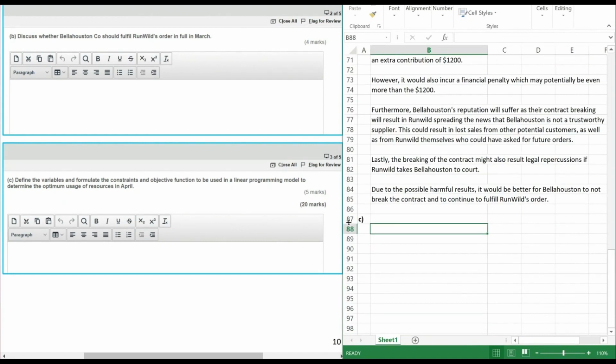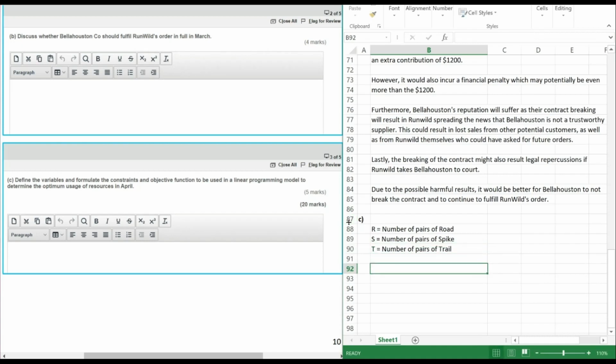So we can say R is equal to number of pairs of road, S is equal to number of pairs of spike, and T is equal to number of pairs of trail.